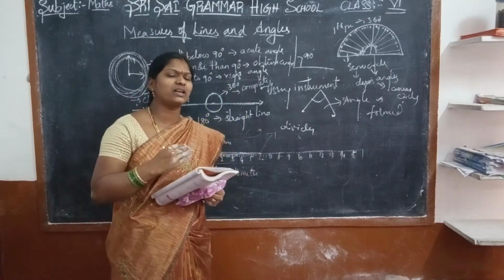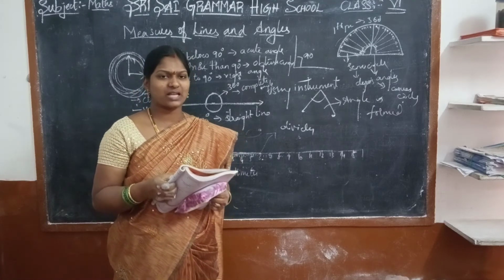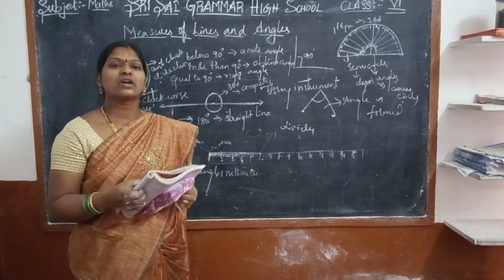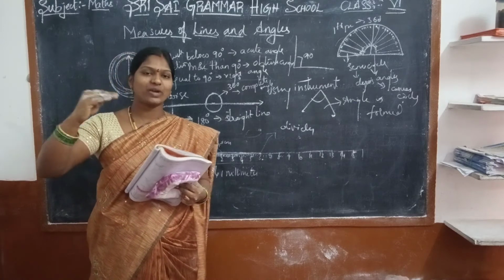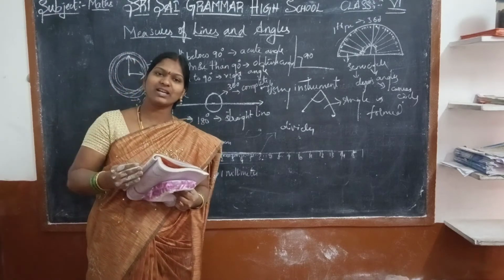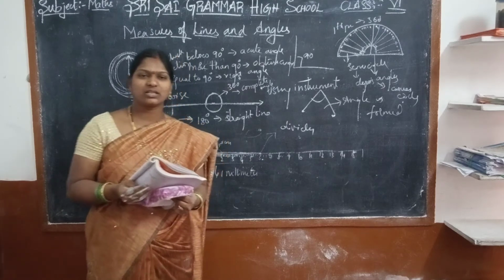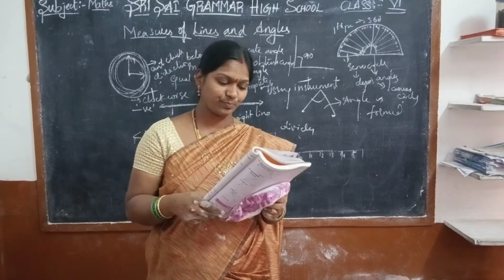Which is less than 360 degrees is called a reflex angle. Yes, now here, more than a straight line, straight line means 180 degrees. More than a straight line means it should be more than 180 and less than a complete angle. A complete angle is nothing but 360 degrees. Yes, so it is called a reflex angle.